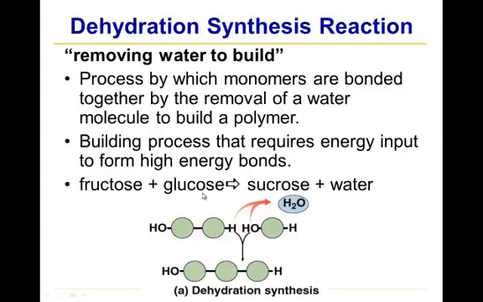It's not important. Fructose and glucose make sucrose. Fructose and glucose are two monomers, and this is a disaccharide or a double sugar. And this is just given as an example. Don't even worry about that. But really pay attention to this little diagram down here.